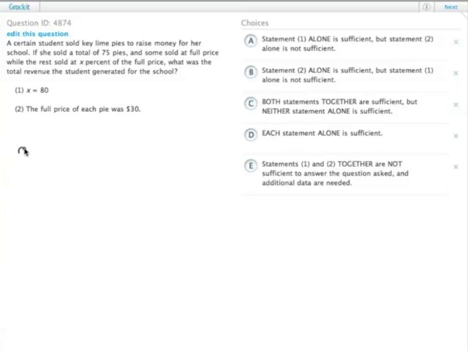So the number of pies that she sold at the full price, we'll call it F, plus 75 minus that number of pies, because the number of pies at the full price plus the number of pies sold at the discount rate would equal 75. So 75 minus P times whatever X percent is of the full price, that equals the revenue.